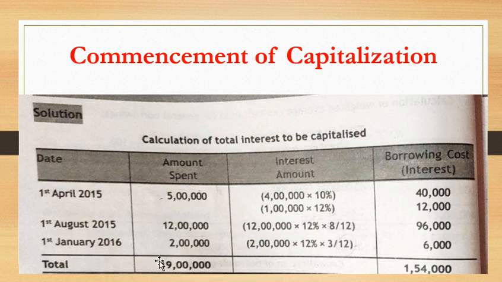Out of this 19 lakh, the specific loan is only 4 lakh. So the remaining 15 lakh is from your non-specific loan. So out of this 15 lakh non-specific loan and 4 lakh specific loan, the interest that you're capitalizing for developing that asset is only 1,54,000. So let us get into the next problem, which is your seventh illustration.